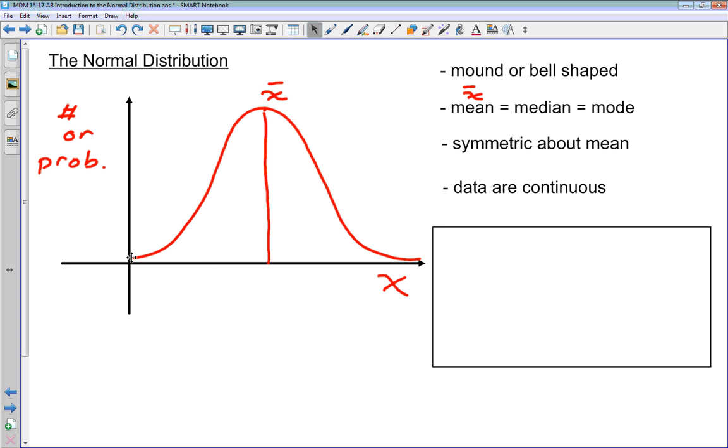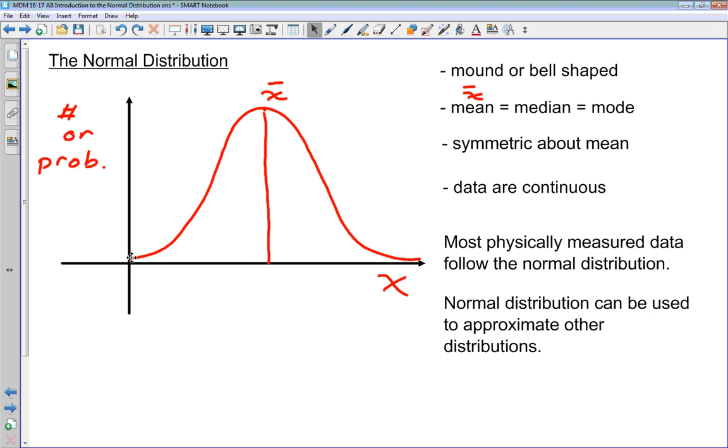Now, why do we care about the normal distribution? Okay. The normal distribution models pretty much anything that you're going to measure in a physical situation. Okay? It is by far the most common distribution that you're going to encounter out there. So most physically measured data follow the normal distribution. So think about things like measuring, I'll put the example down here. Let's say you were measuring height, or you're measuring weight of, let's say, a bunch of people.